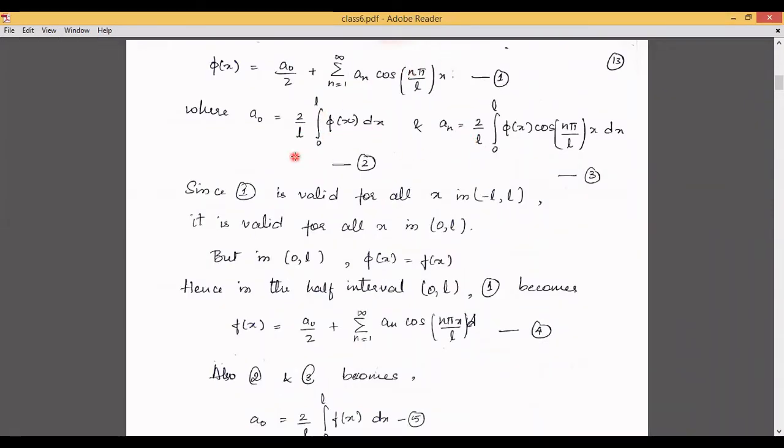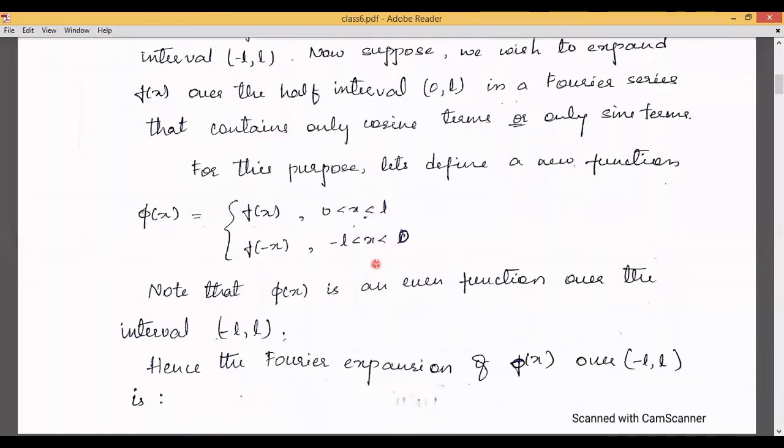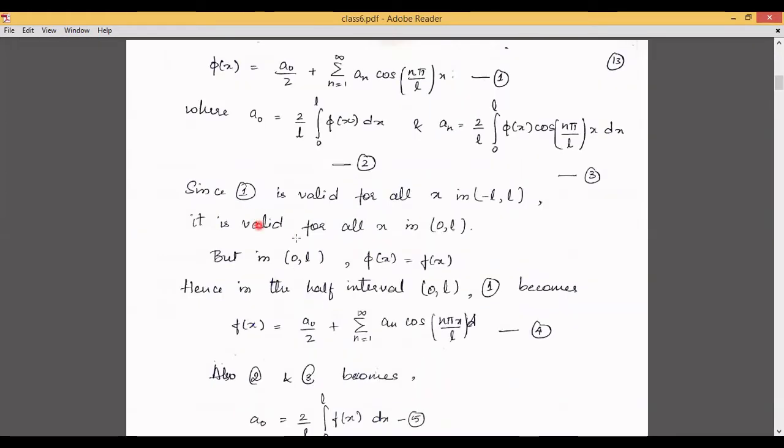Okay, and since 1 is valid for all x in minus L to L, it is valid for the overall interval minus L to L, then it is valid for all x in 0, L also. Okay, half of that interval. But in 0, L, this phi of x is equal to f of x. See here, in this particular interval, phi of x is equal to f of x. So in place of phi of x, I am writing f of x. So this 1 becomes f of x is equal to a naught by 2 plus summation n equal to 1 to infinity a n cos n pi x by L.